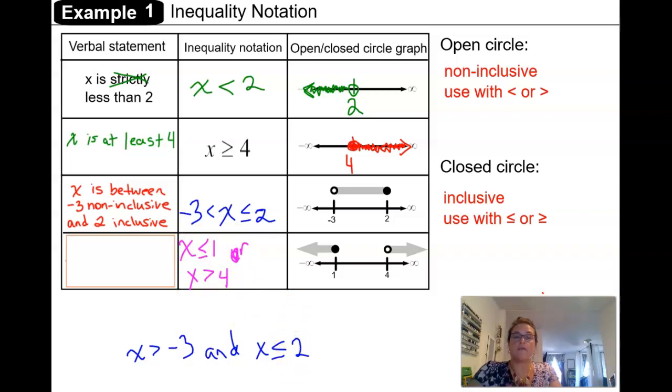And then our verbal description here is going to say that x is less than or equal to 1, inclusive because of the equals, the closed circle, or you could say strictly greater than 4 or just greater than 4. Remember that strictly isn't strictly necessary.